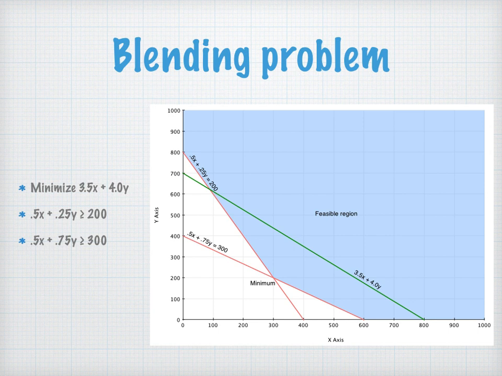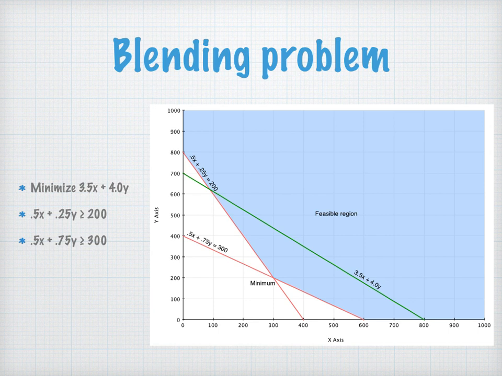As the blending problem has only two variables, x and y, to be determined, we can create a graph to show the feasible region and the possible solution. The first step is to graph each of the constraints. These are the red lines. And notice that we graph them for equality. Anything above the intersection of the two red lines is the feasible region. Any value in this area is a solution to the problem.